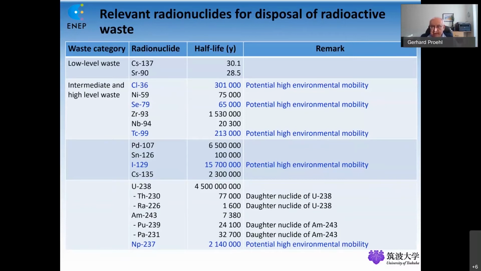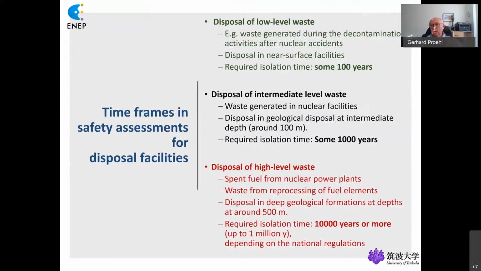Some of these radionuclides have a high potential or are very well transported in the environment under certain circumstances. For example, chlorine-36, selenium-79, technetium-99, iodine-129, and to some extent also neptunium-237. You see, we have very long-lived radionuclides. So what are the time frames we have to consider for safety assessments of disposal facilities?